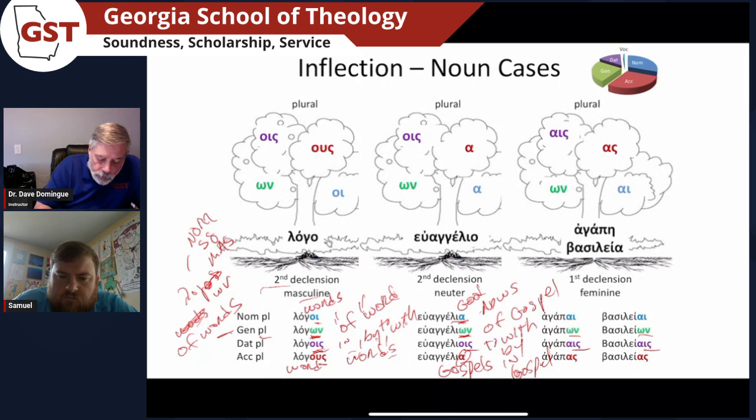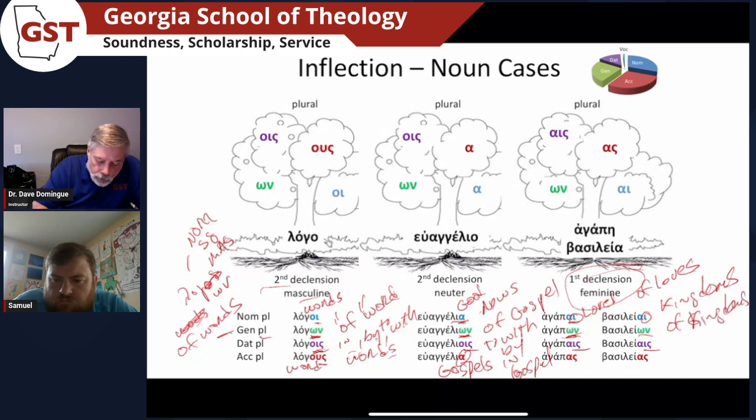When we get to the first declension feminine, here's our iota for the nominative plural, right? So this is loves, plural, this is kingdoms. And here's our genitive, so it'd be of loves, plural, or of kingdoms. And the dative, to, with, in, or by, loves, plural, or kingdoms, plural. And our accusative would just be loves or kingdoms. Making sense? Okay, good.